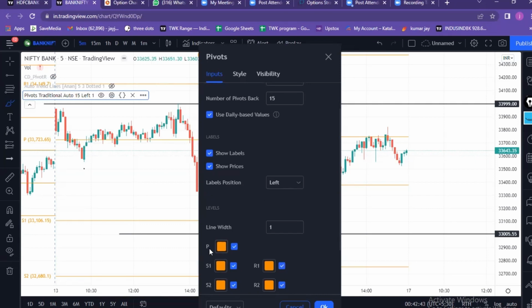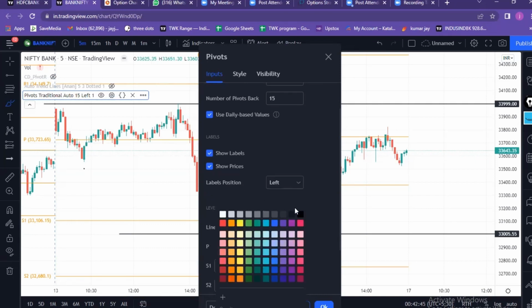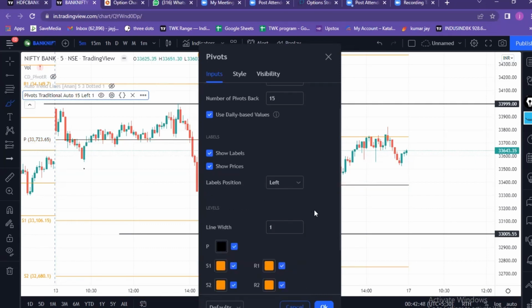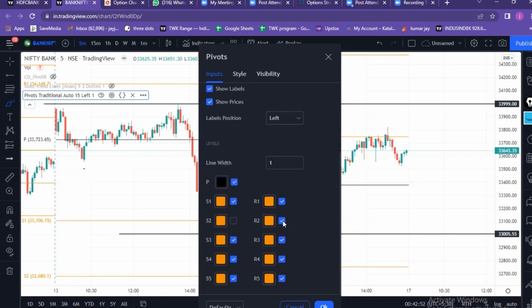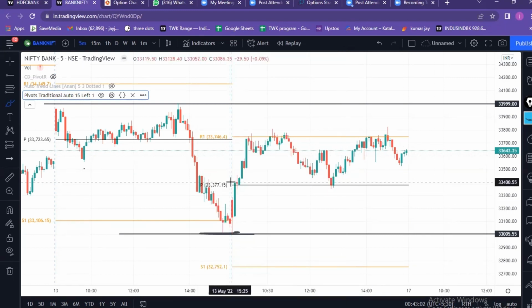First thing is this central pivot line, which is basically nothing but the center line of the CPR as well. Keep it black. And as of now, we don't want S2, R2, S3, S4. We don't want any of these levels on the chart. That is what we have done. I hope this is pretty much clear.